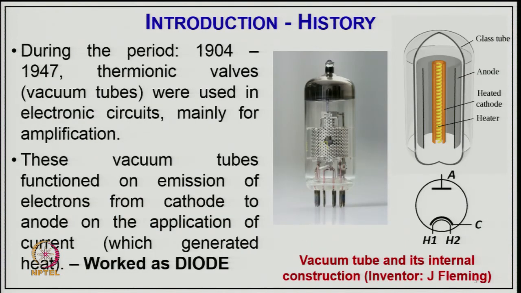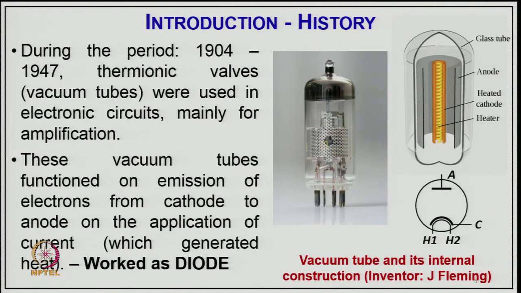Well, now about the history, what it has been in the past and what this transistor has replaced. Initially, during the period of 1904 to 1947, thermionic valves, known at that time as vacuum tubes, were used in electronic circuits mainly for amplification, and these vacuum tubes function on emission of electrons from cathode to anode on the application of current, which generated heat and worked like a diode, which we call it today.